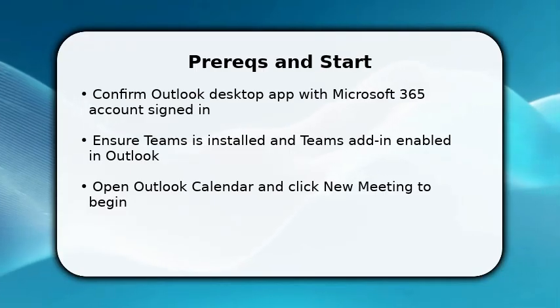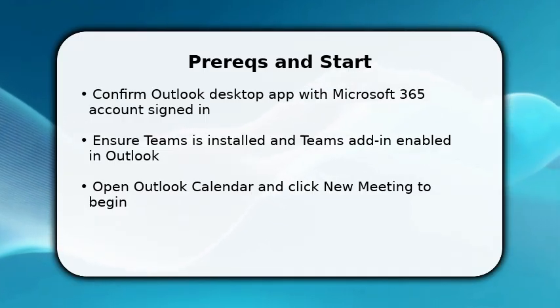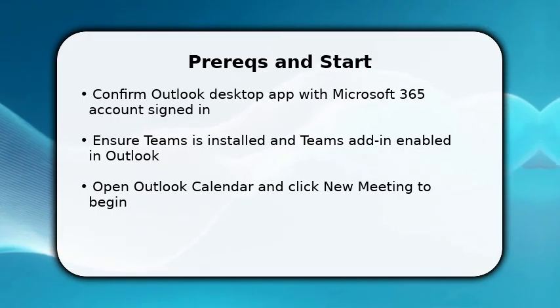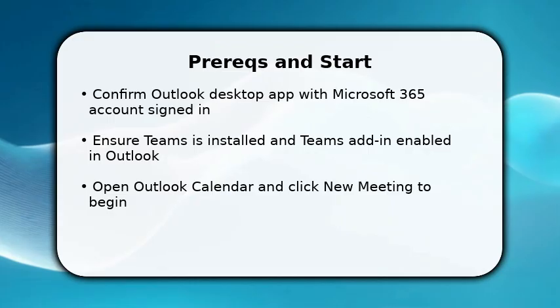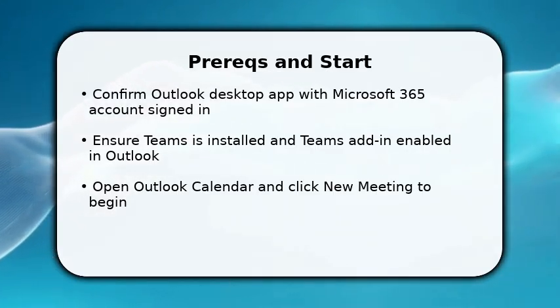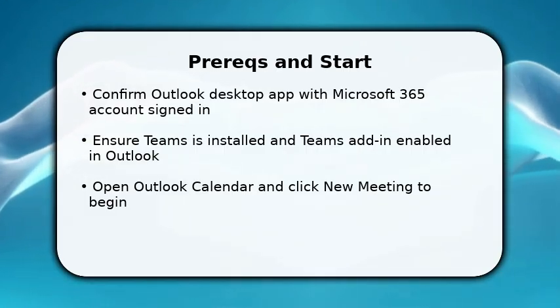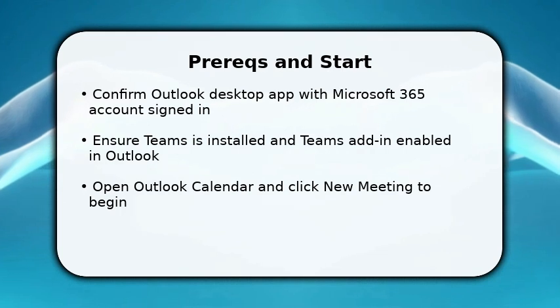You need two prerequisites: Outlook Desktop signed into your Microsoft 365 account and the Teams desktop app installed with its add-in enabled. Once those are ready, open Outlook Calendar and click New Meeting. Choose a calendar slot and add a clear title. Make sure to pick the correct time zone and duration, then add required attendees. This immediate setup gets you into the meeting composer without detours, so you can create the Teams meeting link next.